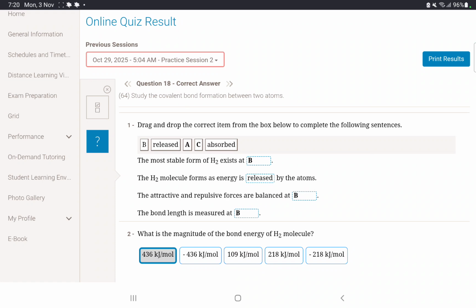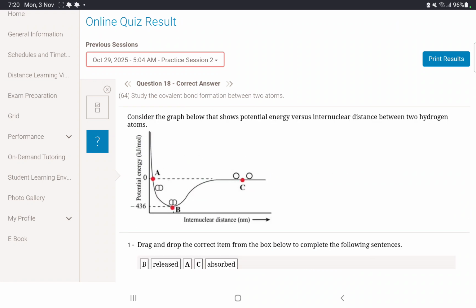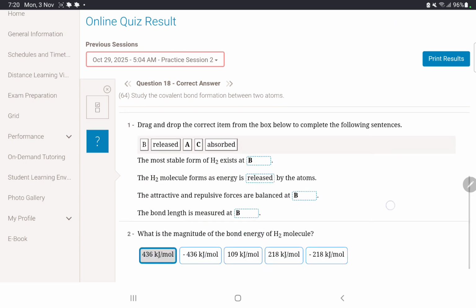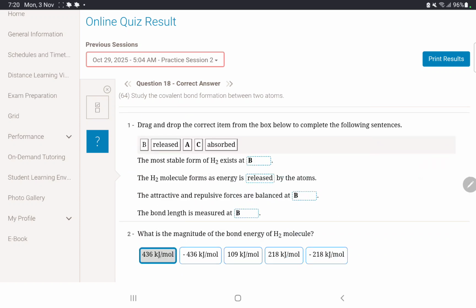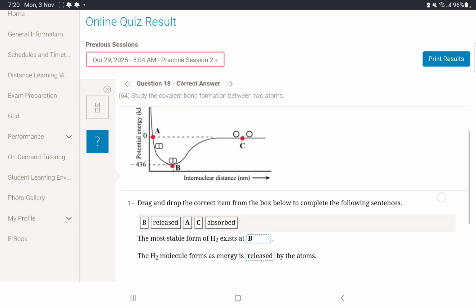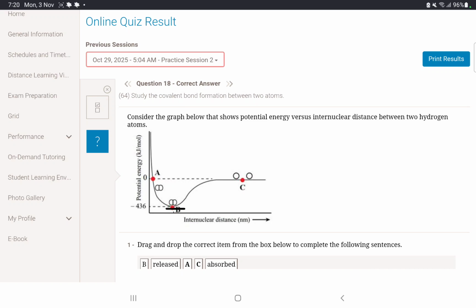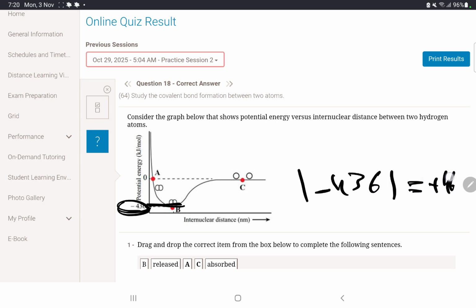Then the attractive and repulsive forces are balanced at B. Attractive and repulsive forces are always balanced at the lowest point, so at B. The bond length is measured at B. The bond length is always measured at the lowest point. The magnitude of the bond energy is always measured at the lowest point. The magnitude is always in absolute value, so you get positive 436. Whatever.